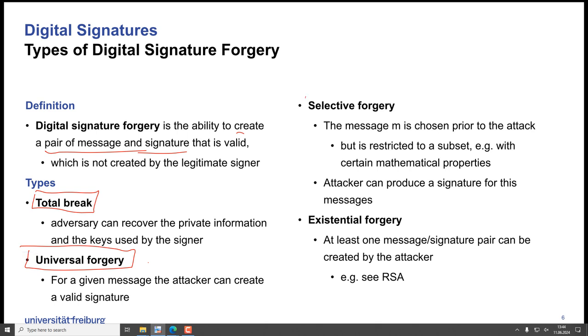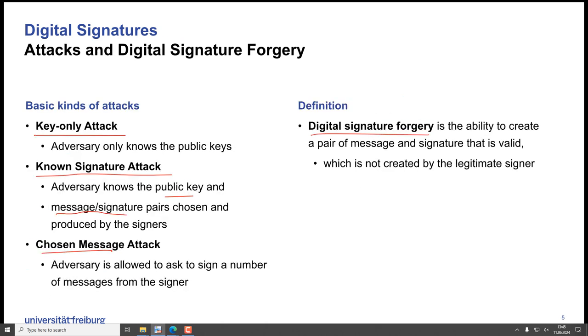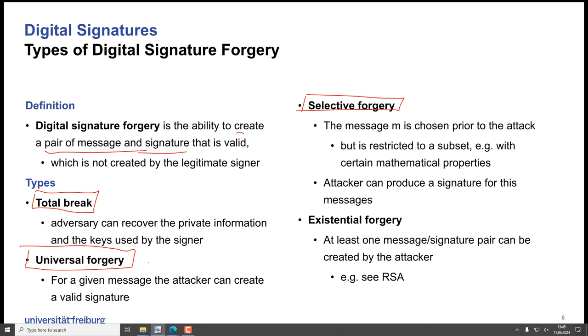Maybe you have selective forgery. So you are given a message and you want to attack this message. You want to produce a signature, and now you do some kind of chosen message attack in order to get this. So you do some interaction with a signer, and then you basically can produce this message. Maybe it's restricted to some mathematical properties, so maybe you cannot forge every message, but only some of them.